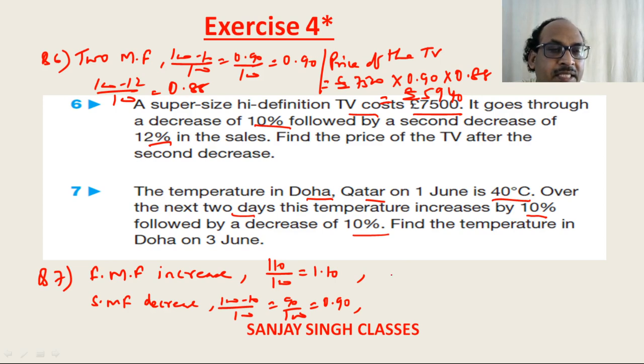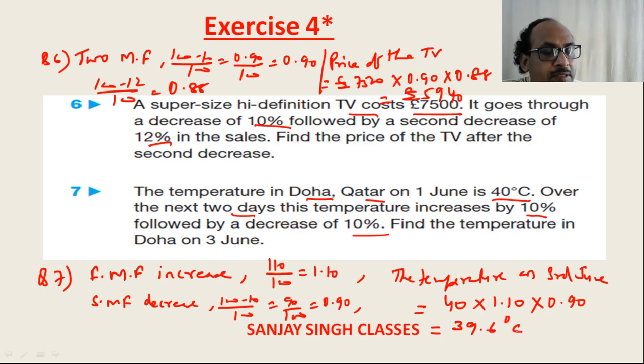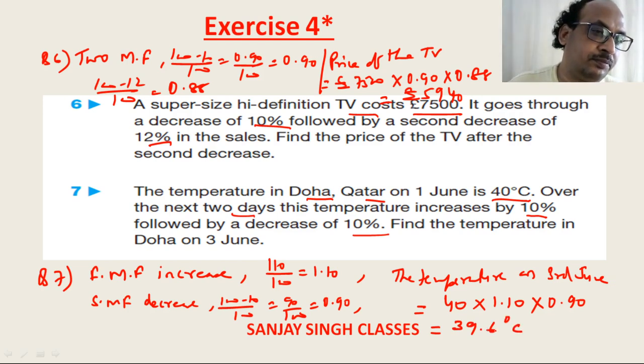Now this 40 degree centigrade new value, so the temperature on 3rd June will be equal to 40 into 1.10 into 0.90. So it will become 39.6 degree centigrade, the temperature. Okay.